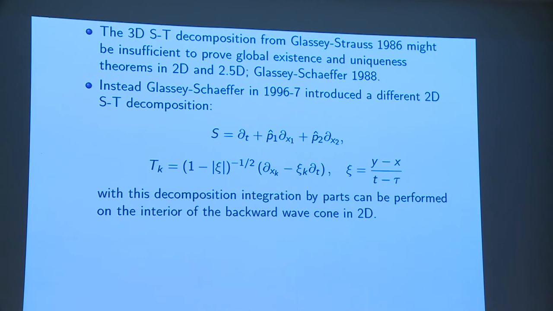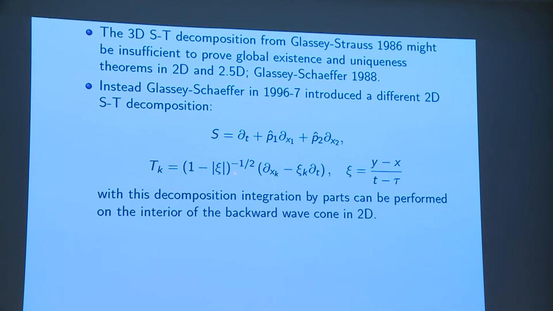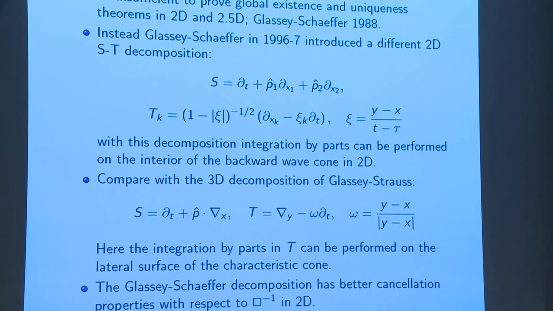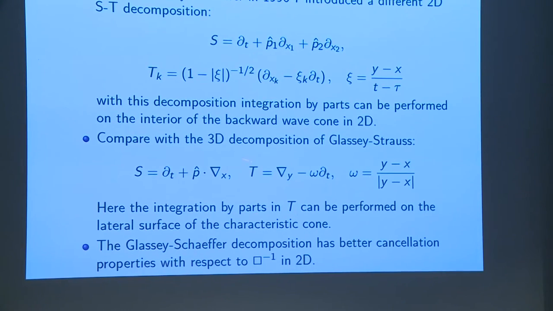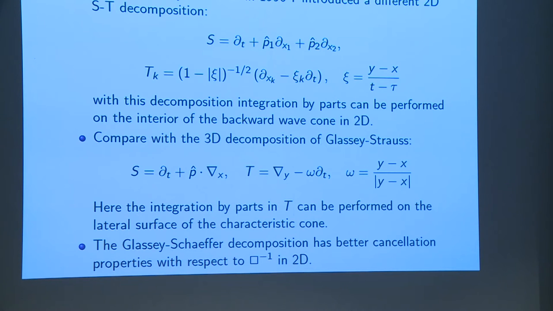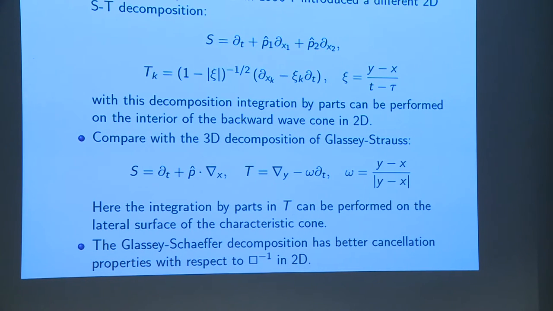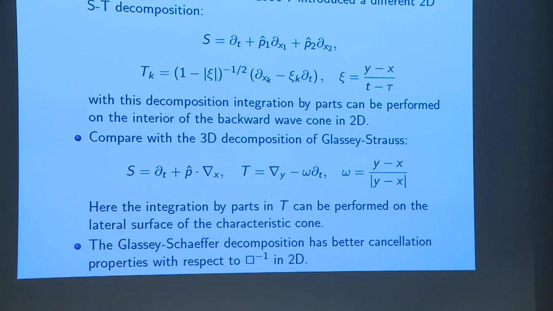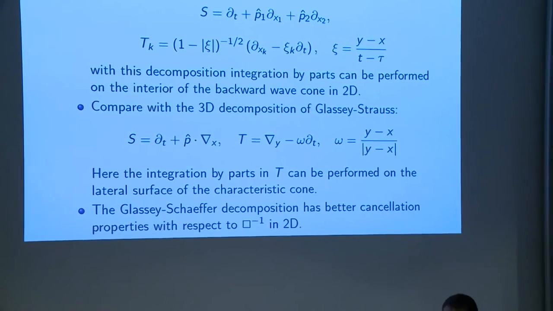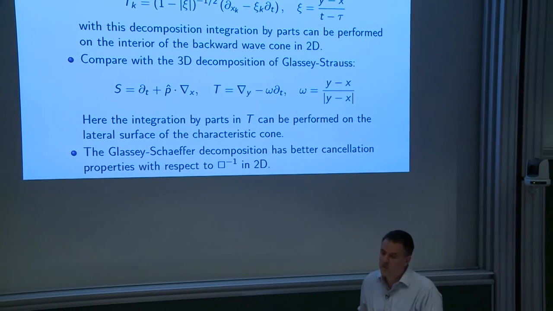And then you renormalize for a certain regime and you get partial x minus c partial t times this weight function in terms of c. With this decomposition, integration by parts can be performed on the interior of the backward wave cone in 2D. If you go back to the 3D decomposition, the integration by parts is on the lateral surface of a characteristic cone, so it's not on the full interior, it's just on lateral surfaces. And the 2D ST decomposition has better cancellation properties with respect to the box, and so you get lower order singularities in your final expressions.